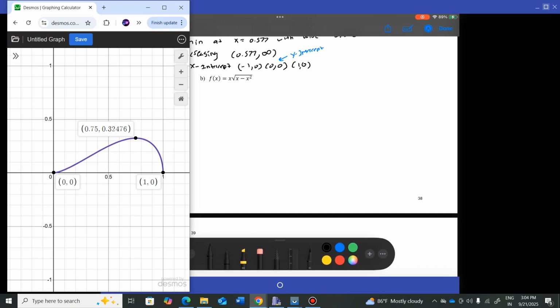So here it's increasing from 0 to 0.75. Then it's decreasing from 0.75 to 1. So there's a maximum at x equals 0.75 with value 0.325.